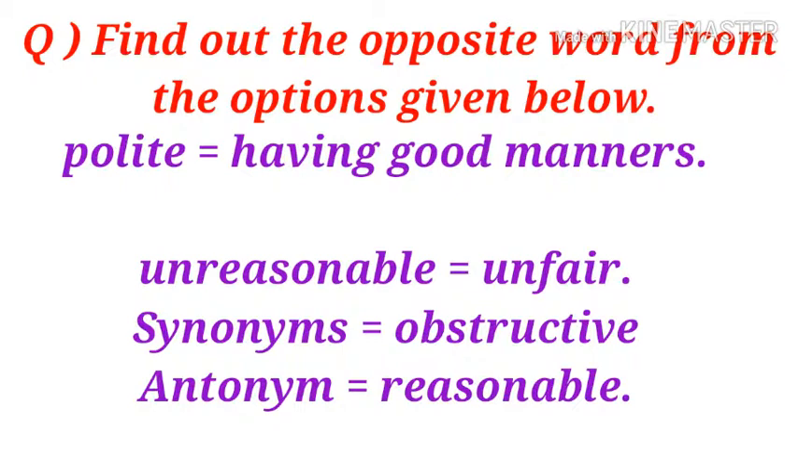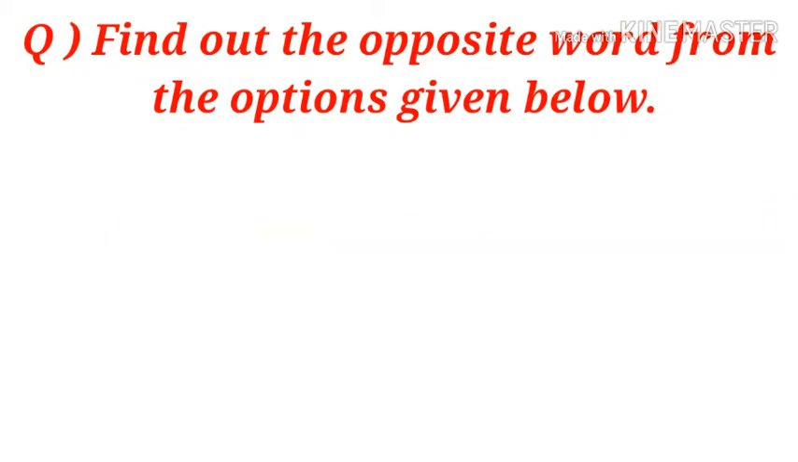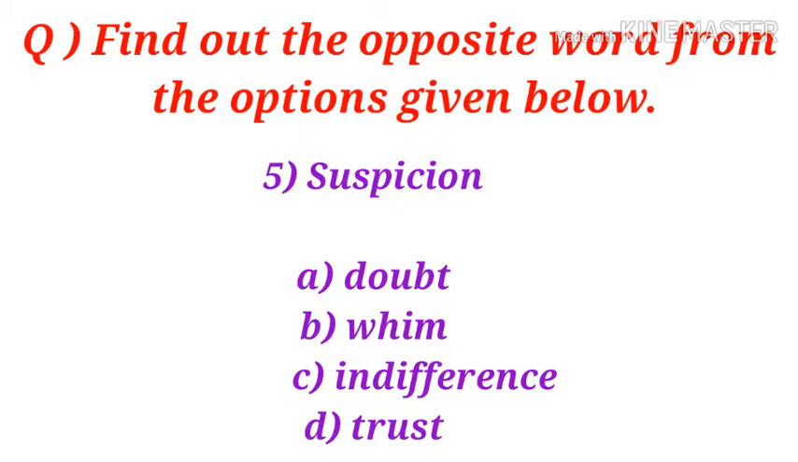So we have to find the opposite meaning of the word stern, and its answer is lenient. Lenient is an opposite of the word stern. Okay, I hope you have understood it. The last question is suspicion. Suspicion is a common word, but still we have to know its meaning so that we can find out the appropriate answer. So its options are doubt, whim, indifference, and trust.